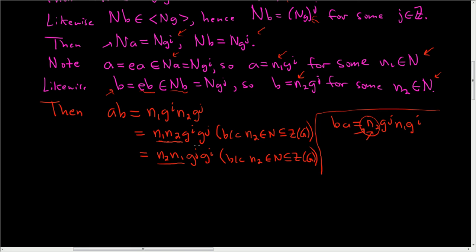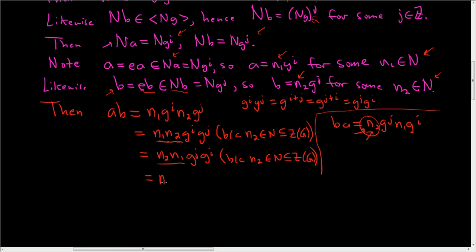What about this business here with the G's? G to the I, G to the J, that's G to the I plus J. And I plus J are integers, so they certainly commute. So that's J plus I, and that's G to the J, G to the I. So powers of the same element in a group always commute for that reason. All right, we're almost there. We've got the N2. Looks like we just need to commute N1 and G to the J.